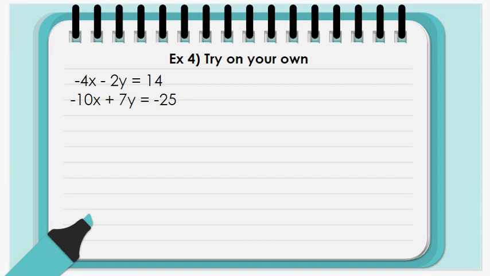Example 4 is a try it on your own. So we've done 3 examples together. Go ahead and try this one on your own. You can also move on and try number 5 on your own as well. Okay, and when you're finished and you've attempted both of them, press play and go over your solutions with me.